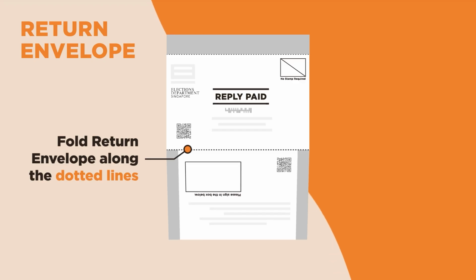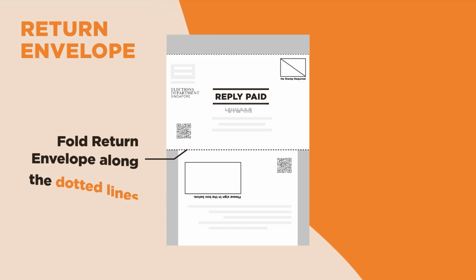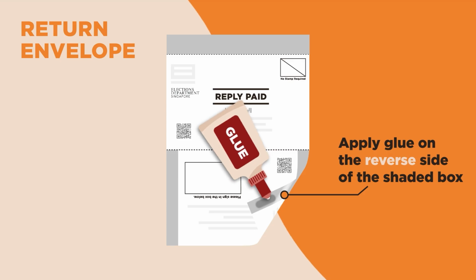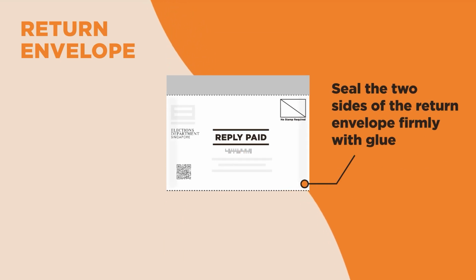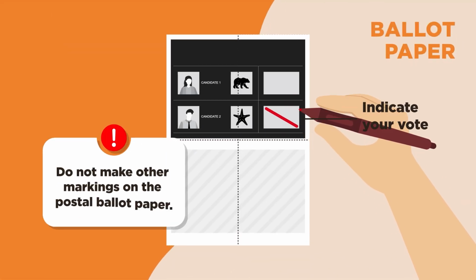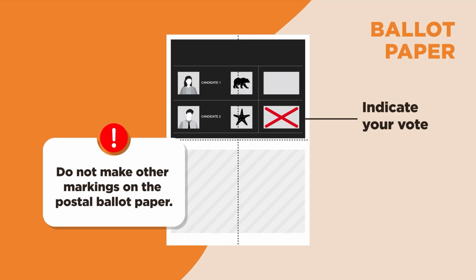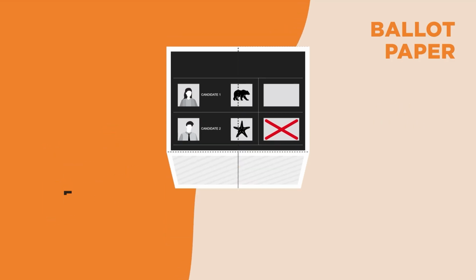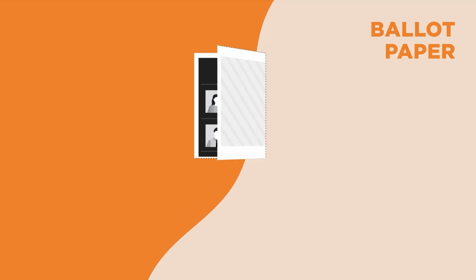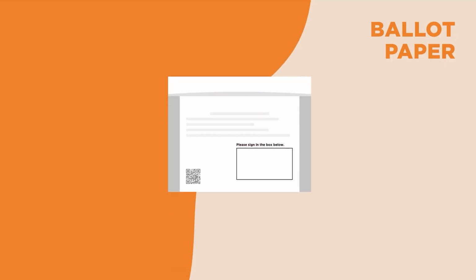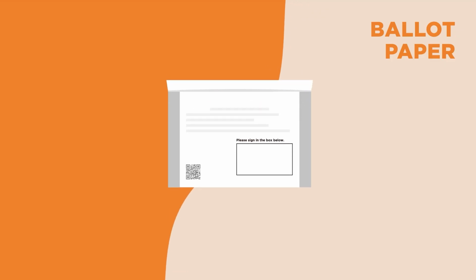To prepare your return envelope, fold the return envelope along the horizontal dotted line. Apply glue on the reverse side of the shaded box. Seal the two sides of the return envelope firmly with glue. Mark X within the box next to the candidate or group of candidates of your choice. Fold your postal ballot paper into half along the horizontal dotted line. Fold again along the vertical dotted line to conceal your vote. Insert your marked ballot paper into the return envelope.